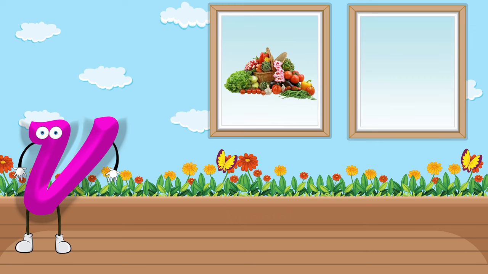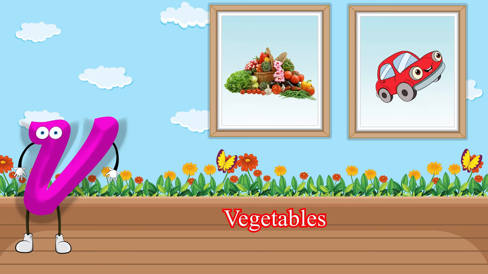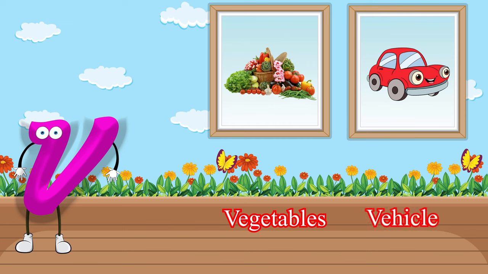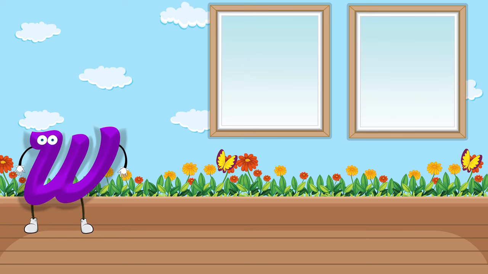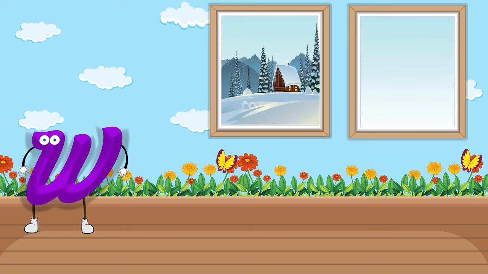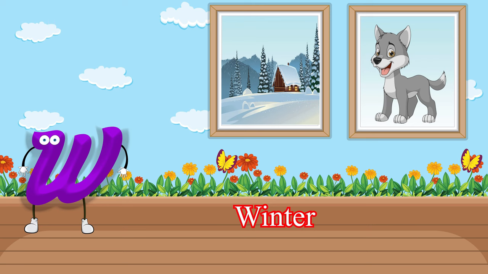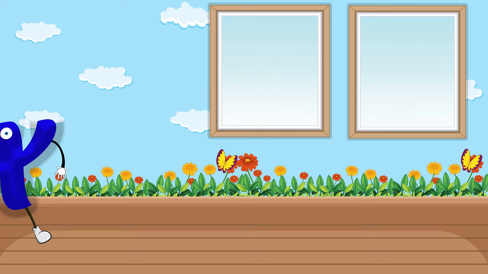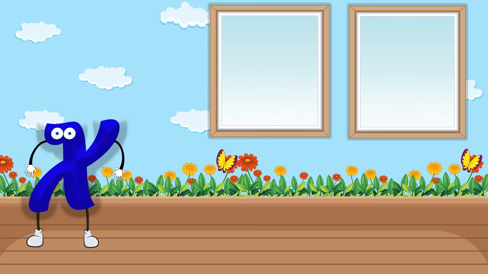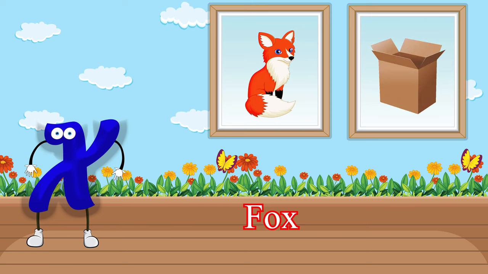V for vegetable. V for wiggle. W for winter. W for wolf. X for fox. X for box.